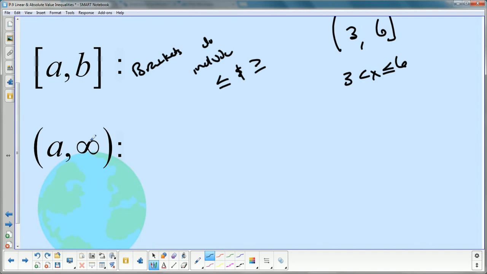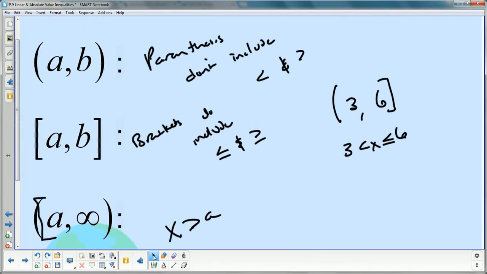So when we have a to infinity, this doesn't include a. An example here would be x is greater than a. Okay, if we change this to a bracket, then it would be x is greater than or equal to. Oops, that should be x is greater than or equal to a. And so brackets and parentheses just have to do with interval notation, another way that we can write our solutions besides the typical inequality solutions that we've written in the past.